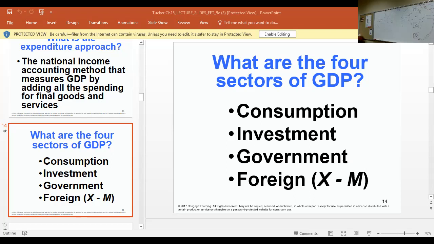NI, net interest, we already talked about that. We don't need to go over it again. Indirect business taxes. These are taxes levied as a percentage of the prices of goods sold and therefore collected as part of the revenue received by the firms. The classic example of this is a sales tax.